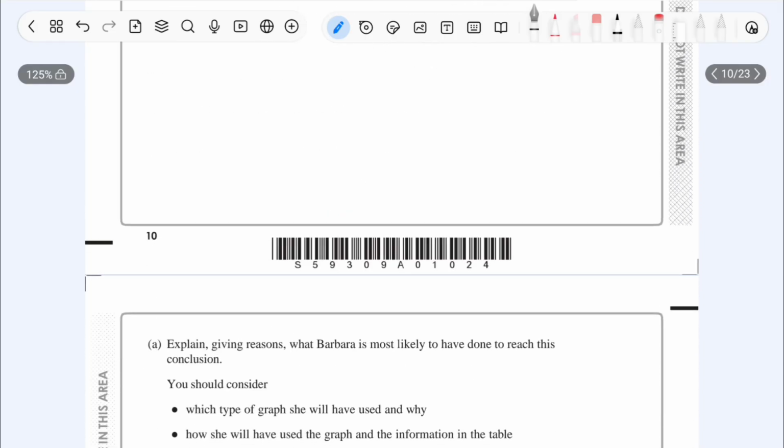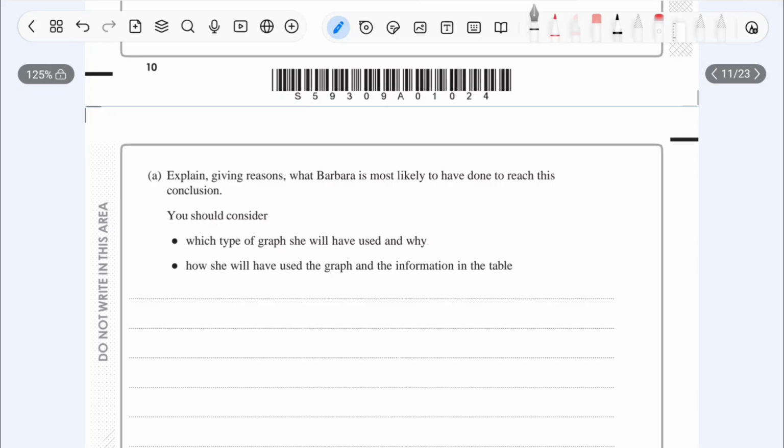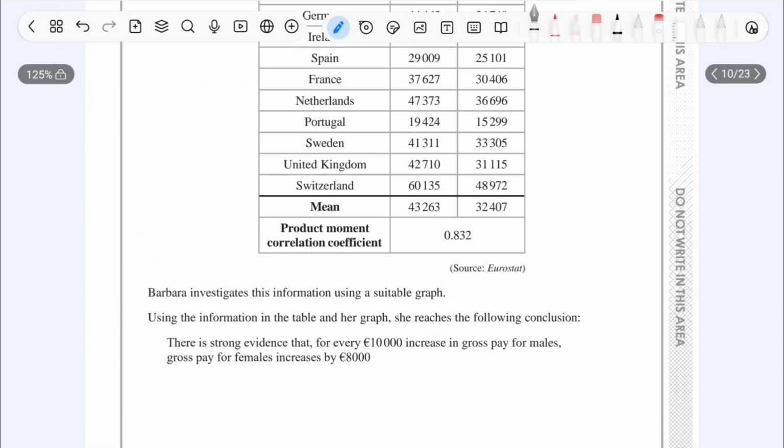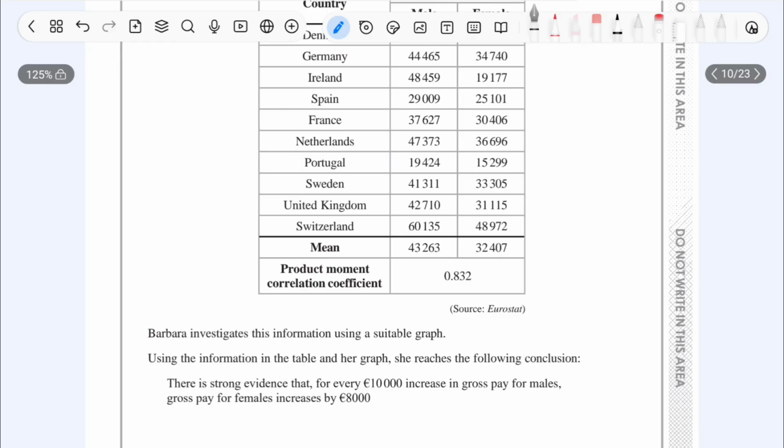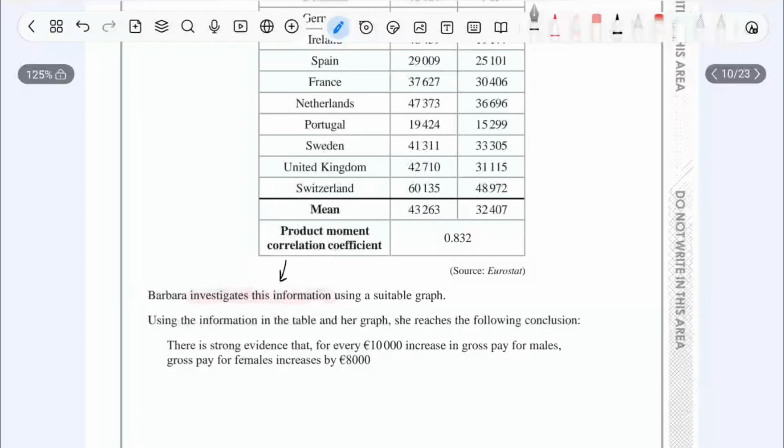So let's look at part A. Explain, giving reasons, what Barbara is most likely to have done to reach these conclusions. We should consider which type of graph she will have used and why, how she will have used the graph and the information in this table. So the first thing we need to do is go back to the table. It says that using the information in the table and her graph, she reaches the conclusion, and she investigates this information using a suitable graph. So by using the word investigates and this information, it suggests that the table formulates her graph, and then she's using the graph to actually investigate and analyze.